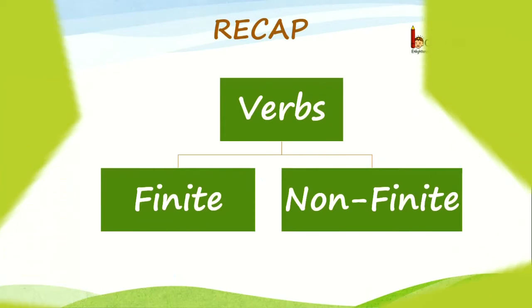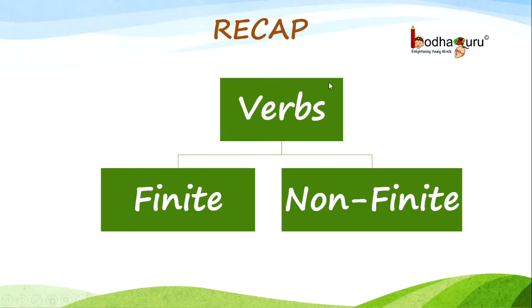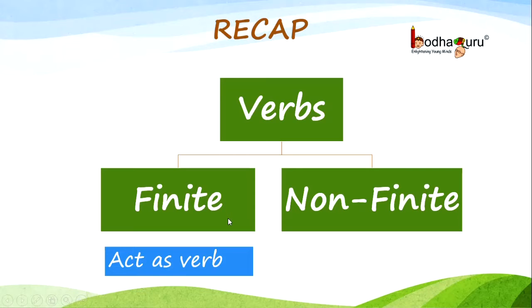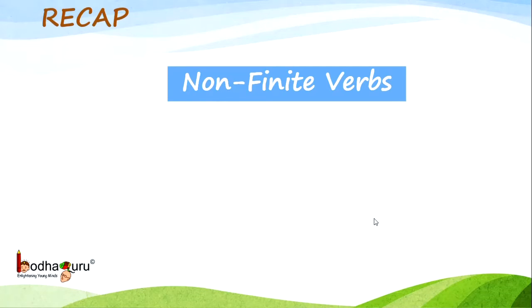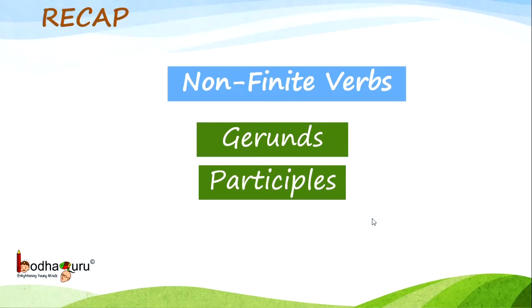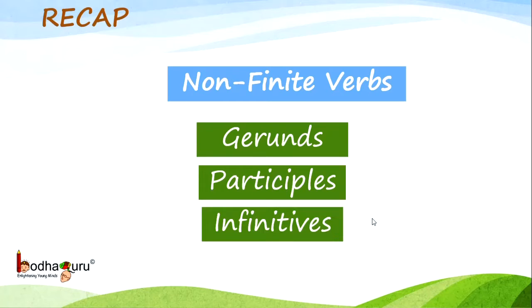A quick recap. We already know verbs can either be finite or non-finite. Finite meaning they act as verbs. Non-finite meaning they can act as nouns, adjectives or adverbs. And also remember that non-finite verbs can be either gerunds, participles, or infinitives.